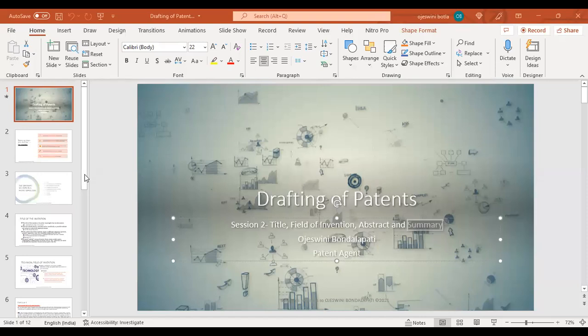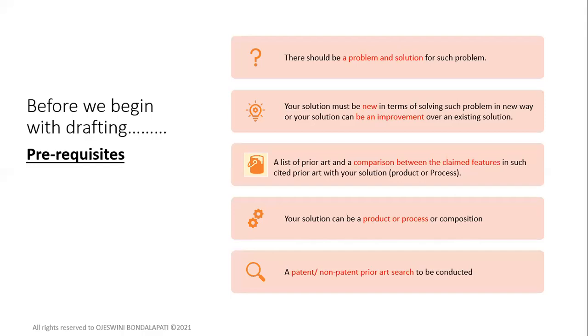So today we'll start with drafting of patents, the basic parts. The remaining general information regarding patents, I'll cover in the last sessions. But as of now, we'll start with the drafting of patents. As I already told yesterday, there are prerequisites before you begin drafting.